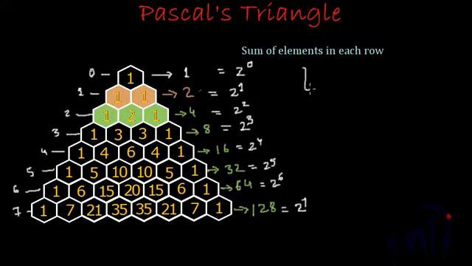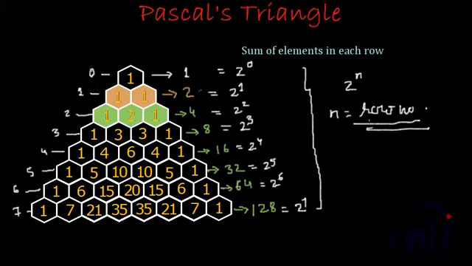So from here, we can say that the sum of all the elements of a particular row is equal to 2 to the power n, where n is equal to the row number, right? And now I think you can understand from here why we call the first row of the triangle the 0th row and the second row the first row. This is one reason.